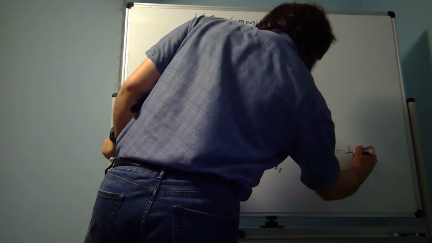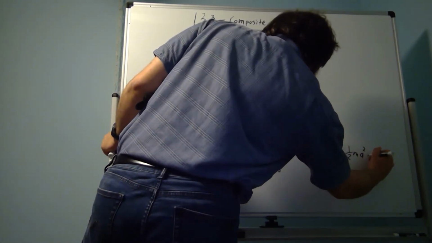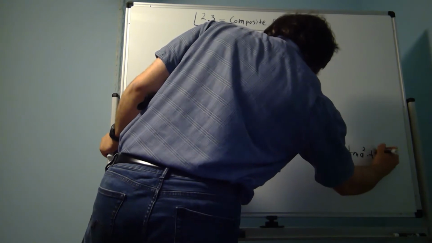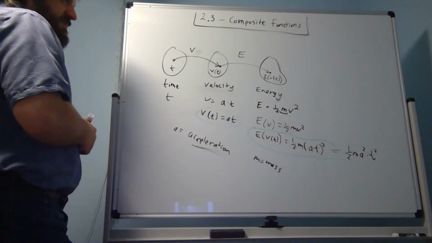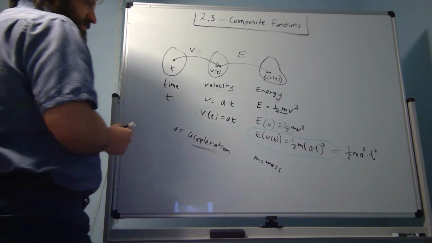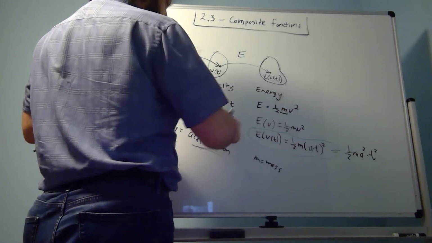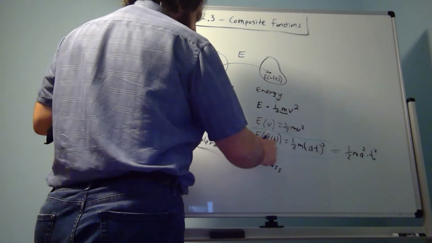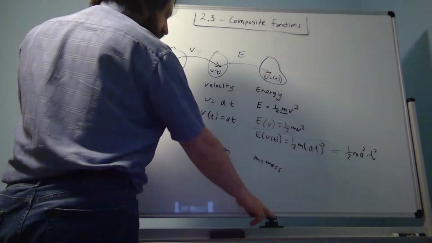So you distribute the squared over a product. So 8 times t squared is just a squared times t squared, and that'll do it. So if E of v is this, well, E of v of t is this other expression. So let's jump right into the examples.